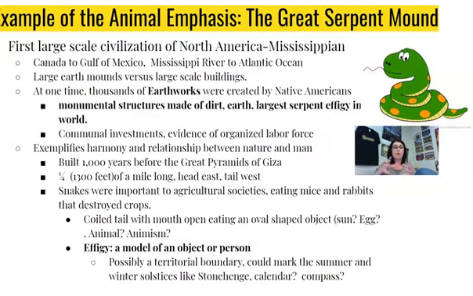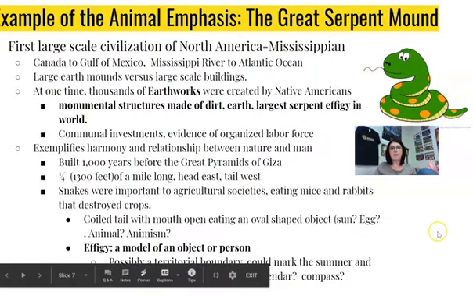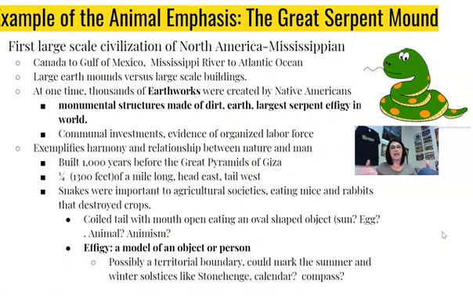So the coiled tail and then the mouth open, possibly eating an oval shaped object in this snake, which could be an egg, which is the beginning of life? Maybe the snake was the end of life. Maybe it's the eating of the sun. No, we don't know. We obviously have no evidence of this. There's nothing written about this. So we have to basically use archaeological evidence to figure this out. There's all kinds of theories about what this could be. Could it be a boundary? Could it be showing the beginning and the end of the seasons, like the solstices? Maybe there was a shadow effect on it. Could it be a calendar?